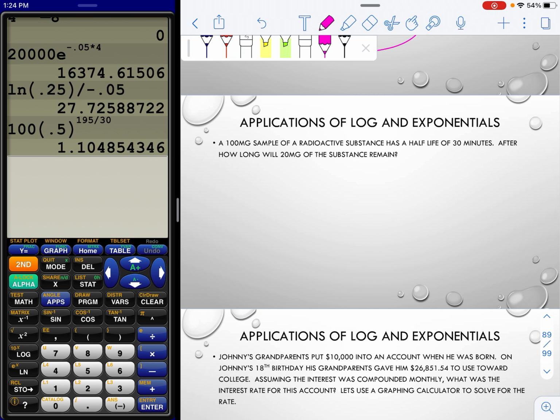Same situation, 100 milligrams, half-life of 30 minutes. After how long will 20 milligrams remain? Okay, so our original function we had above. All right, so how long does it take for 20 milligrams to be left? So we're going to substitute 20 in for y. So first step, to get x by itself, we're going to divide by this 100. So we got 0.2 equals 0.5 raised to the x over 30 power.